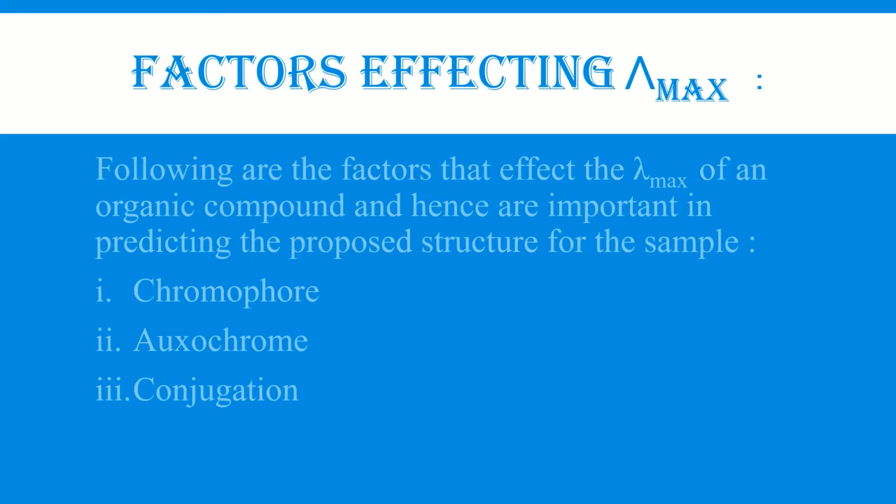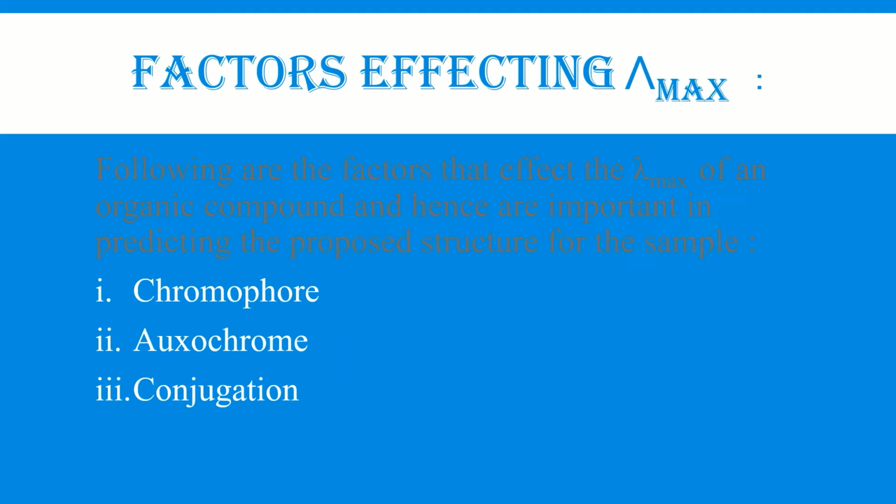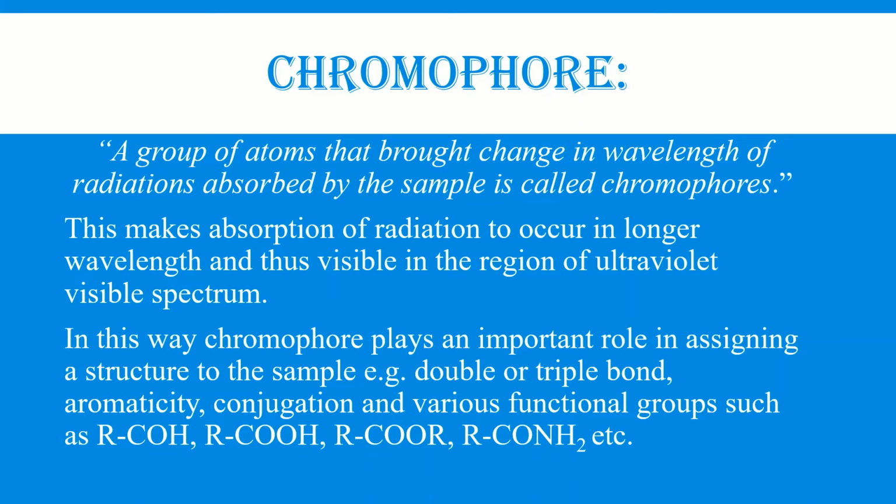Factors affecting lambda max. These are the factors that affect the lambda max of an organic compound and hence are important in predicting the proposed structure for the sample. First one is chromophore, the next one is auxochrome, the next one is conjugation. We see chromophore.